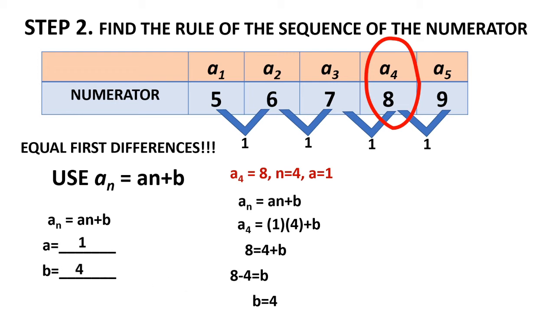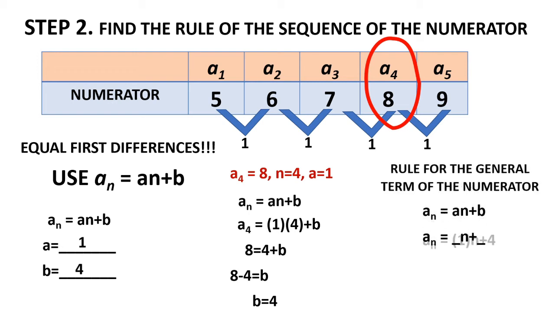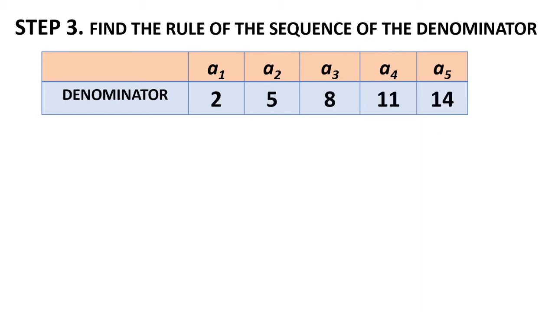Now let's have the rule for the numerator since meron na tayong value ni a at saka ni b. Substituting the value of a and b to our rule a sub n is equal to an plus b, we get the general rule which is a sub n is equal to n plus 4. Yan po ang general rule ng numerator. Now let's have step 3 which is to find the rule of the sequence of the denominator. And the sequence of our denominator is 2, 5, 8, 11, 14. First step ulit ay find the differences of each term.